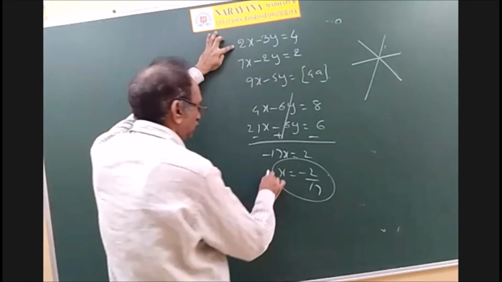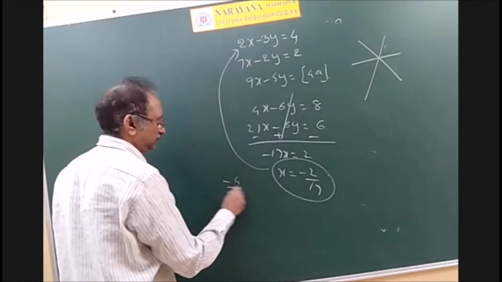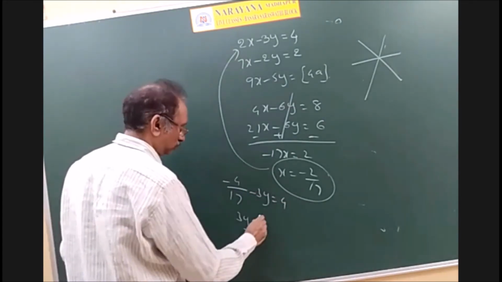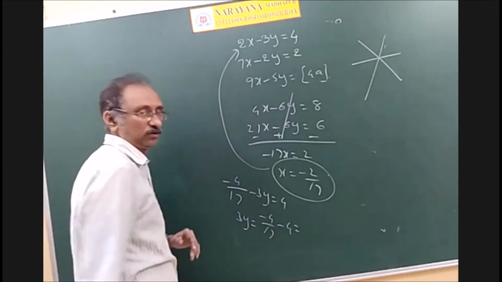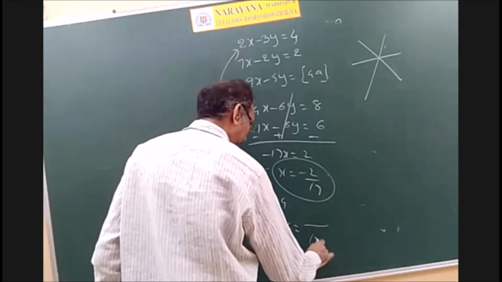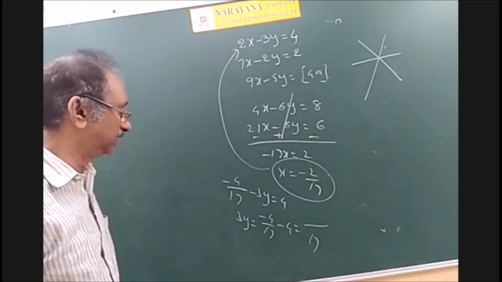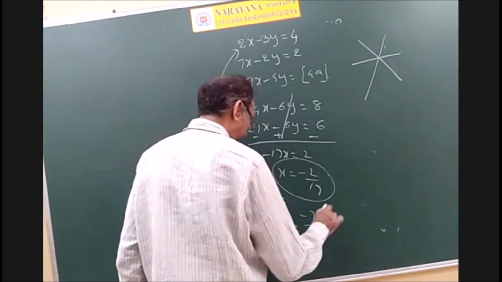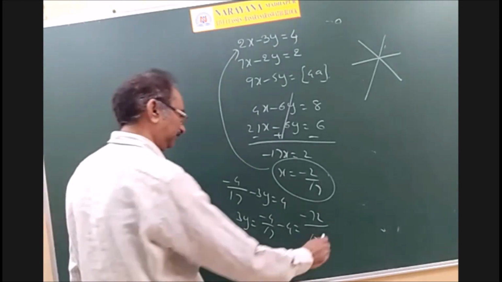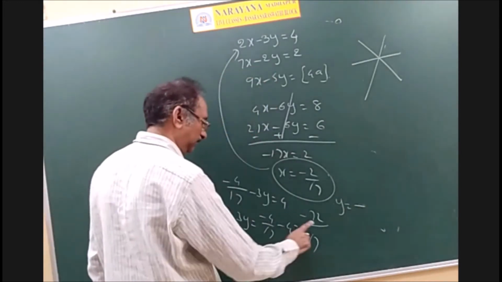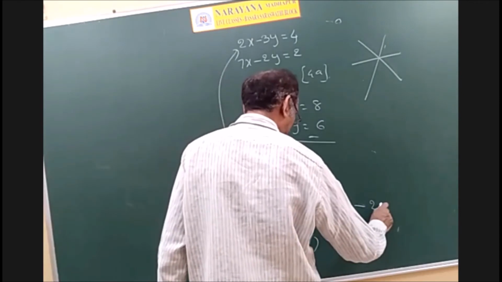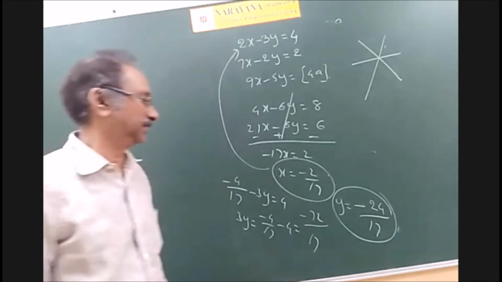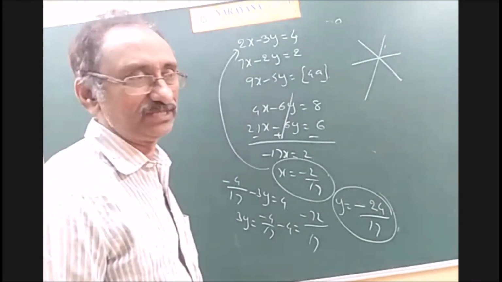And substitute minus 2 by 17 here. And this is minus 4 by 17. Minus 3y is equal to 4. So 3y is equal to minus 4 by 17 minus 4. And that is 17 LCM, minus 4 17s is minus 68, isn't it? Minus 68 minus 4, minus 72 by 17. And therefore y is equal to, minus 3 will be cancelled, minus 24 by 17. So x is equal to minus 2 by 17, y is equal to minus 24 by 17.